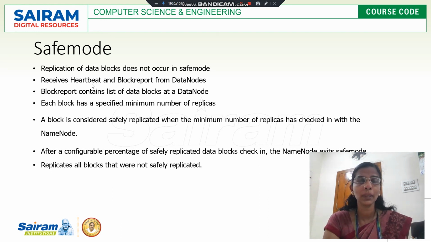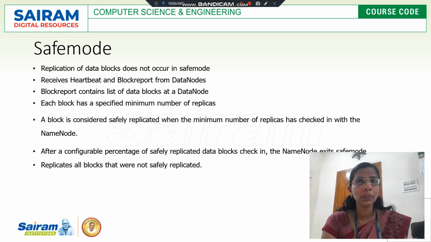But at the same time, the name node will receive heartbeat and block report from the data node. You know what a heartbeat is? A heartbeat signal is sent by the data node to the name node, indicating that the data node is alive. And a block report is also sent by the data node to the name node. A block report contains the list of data blocks at a data node. And each block has a minimum number of replicas. Replicas are copies. Each block will have either 2 or 3 copies.